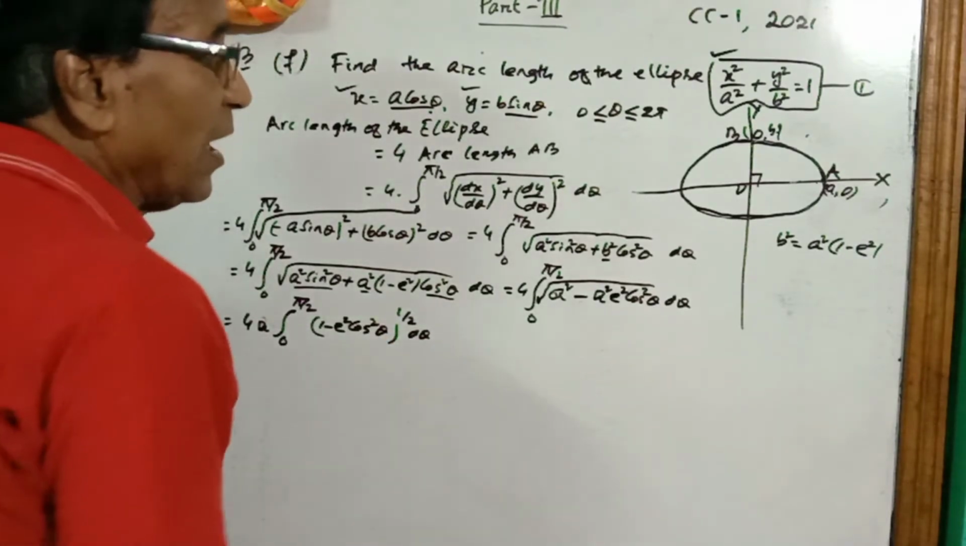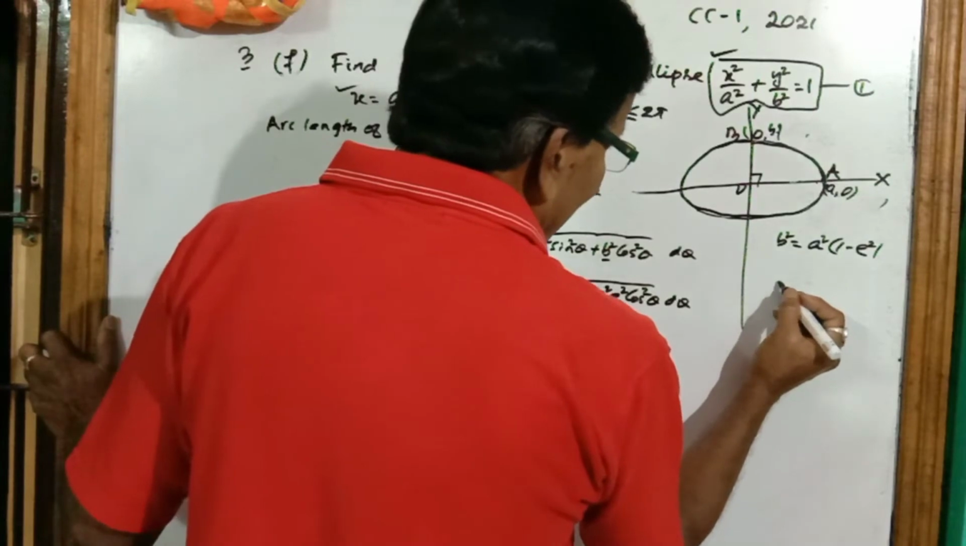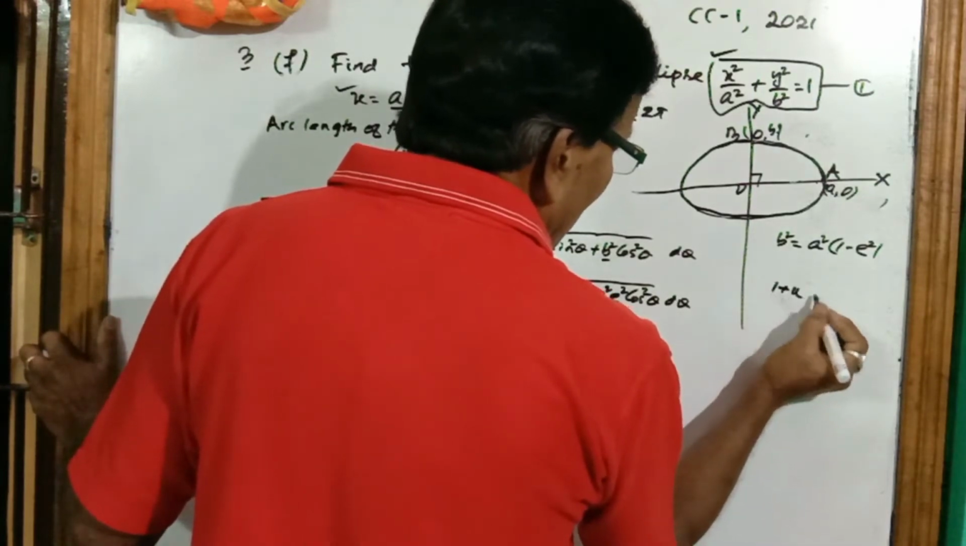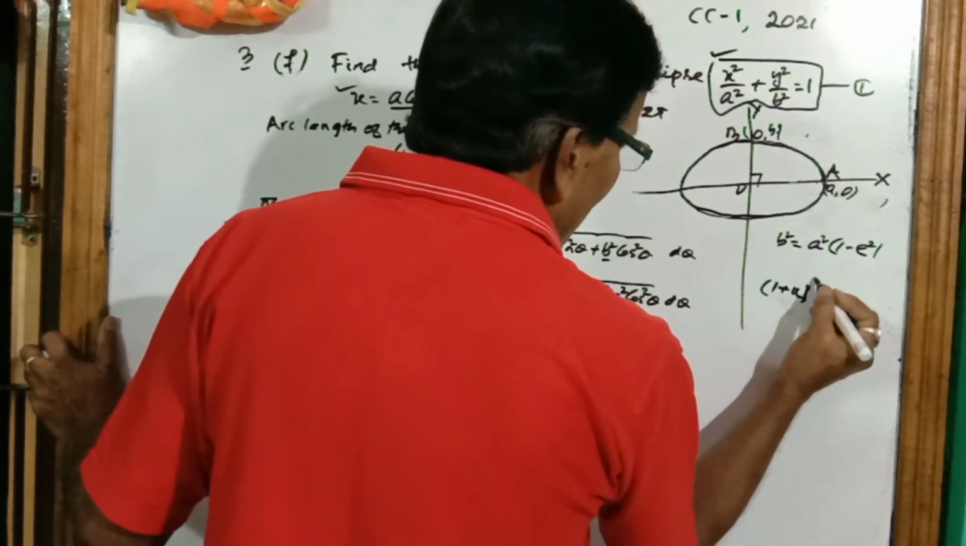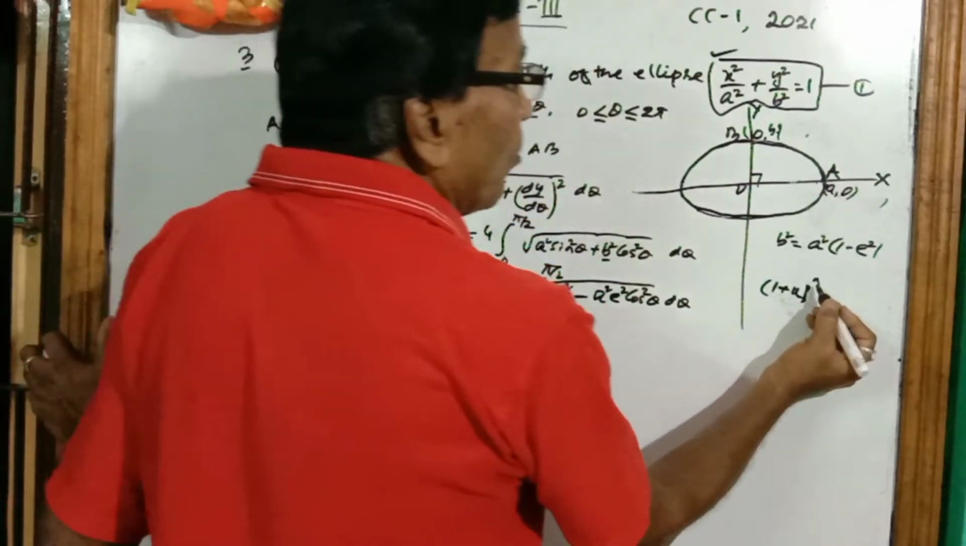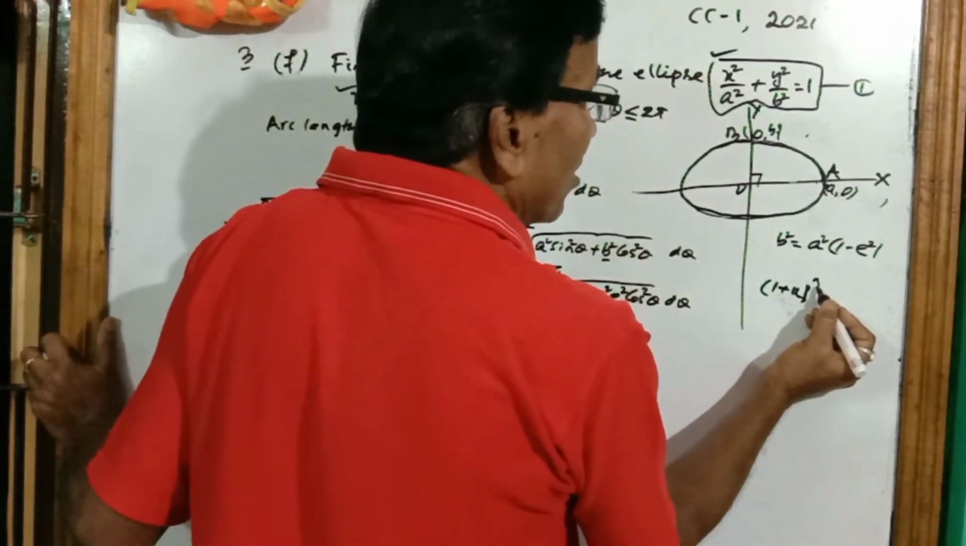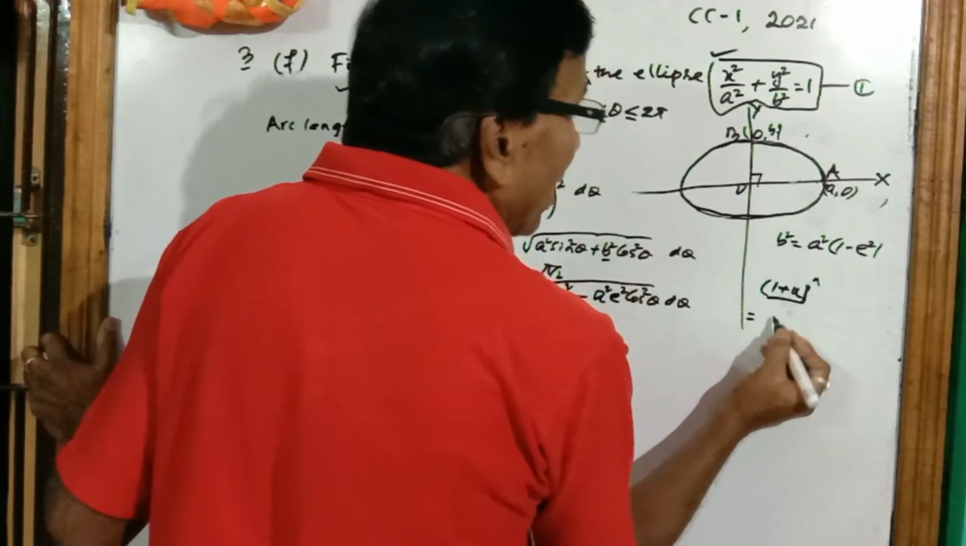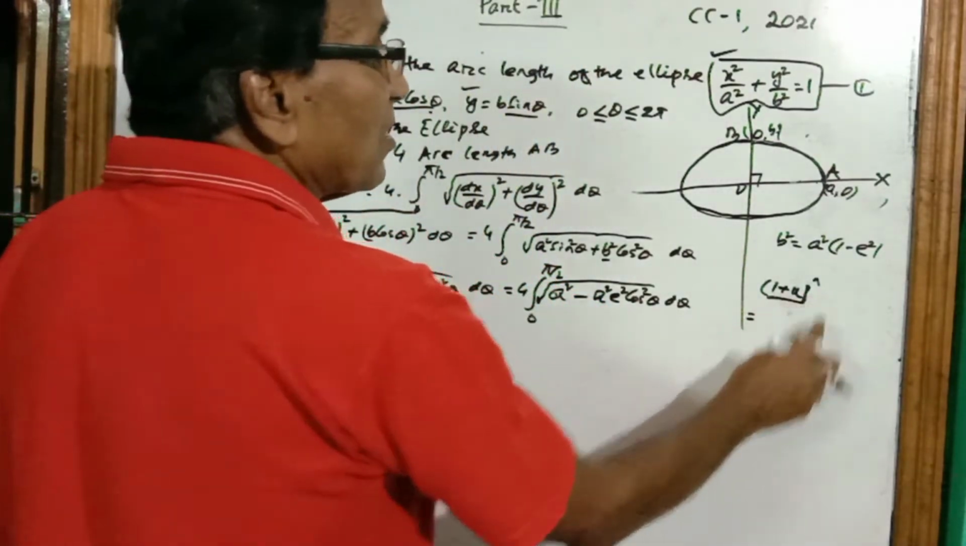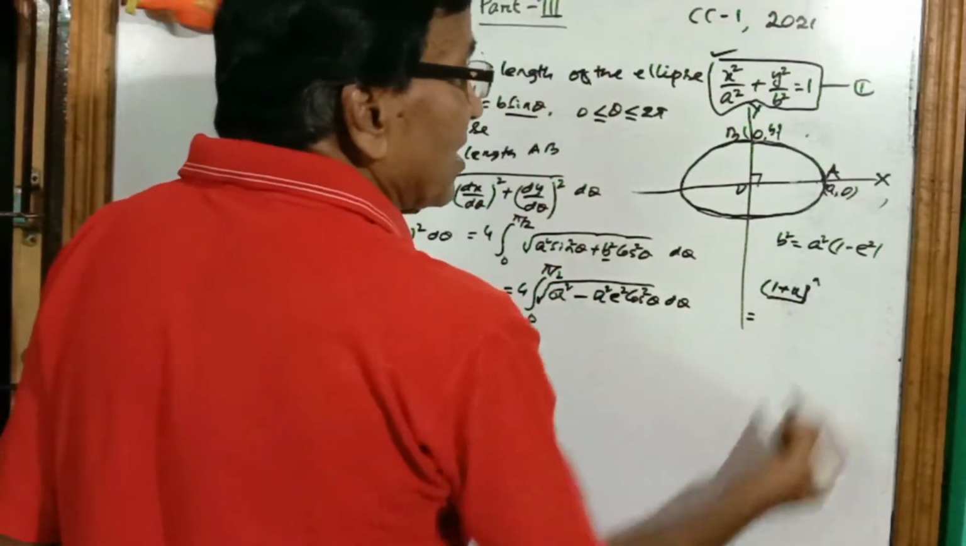Now we know that, for (1 plus x) whole to the power n, where n is any fraction, what is the binomial expansion of (1 plus x) whole to the power n, where n is any fraction?